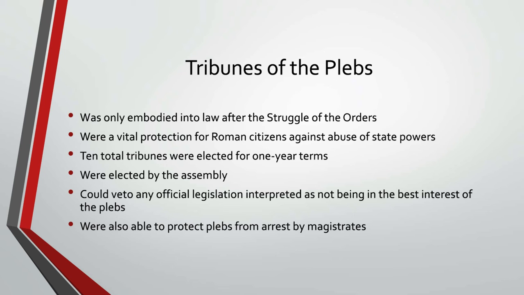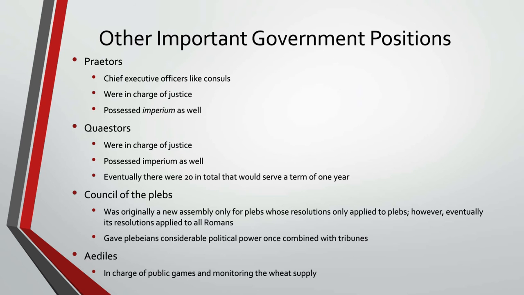So the tribunes of the plebes, this was only embodied into law after the struggle of the orders, and this development was a vital protection for Roman citizens against abuse of state powers. And there were 10 total tribunes that were elected for one-year terms, and they were elected by the assembly. And they also had the veto ability and could veto any official legislation if it was not in the best interest of the plebes. They were also able to protect them from arrest by magistrates.